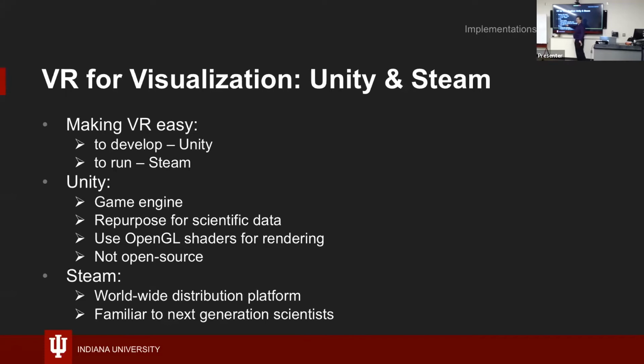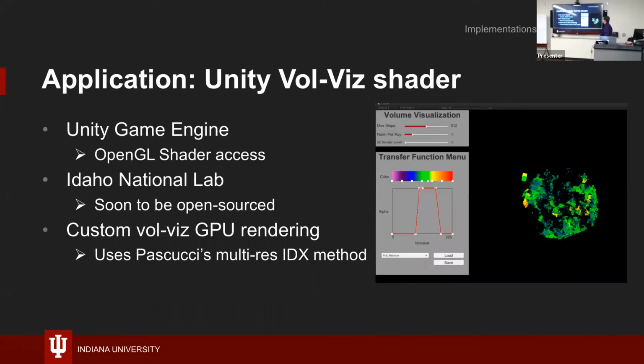While you can open source your Unity project, Unity itself is not open source. So A, it changes a lot, so you have to keep up with it. And B, if the Unity company ever decides to go away and not give us their source code, then you're either stuck with a running version that you'll never be able to upgrade, or you're out of luck. And then Steam, as I mentioned, is a distribution platform, and a lot of up-and-coming scientists will be familiar with it because they use it to download other computer graphical interaction tool experiences.